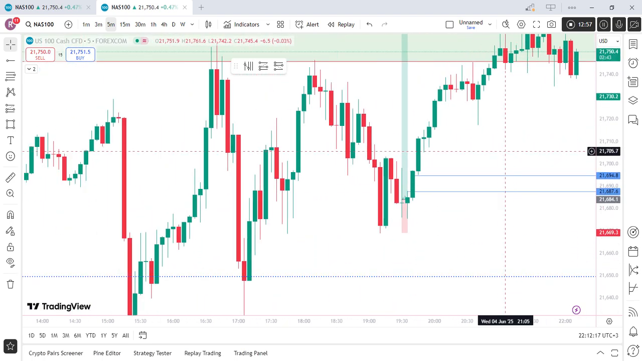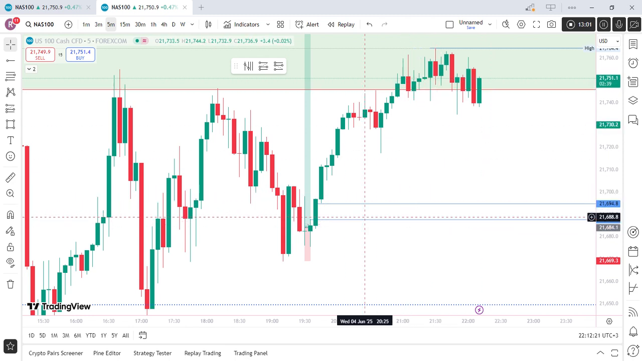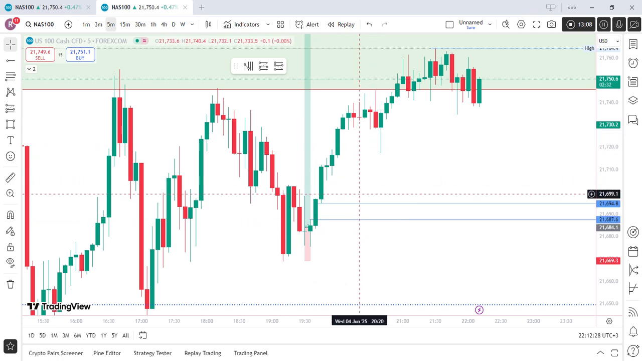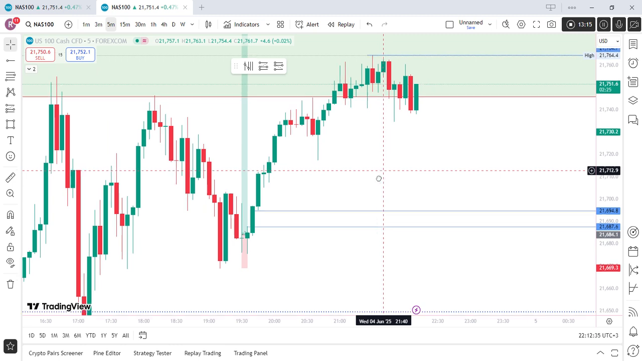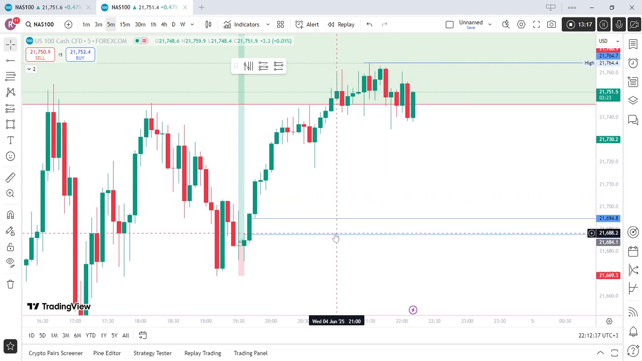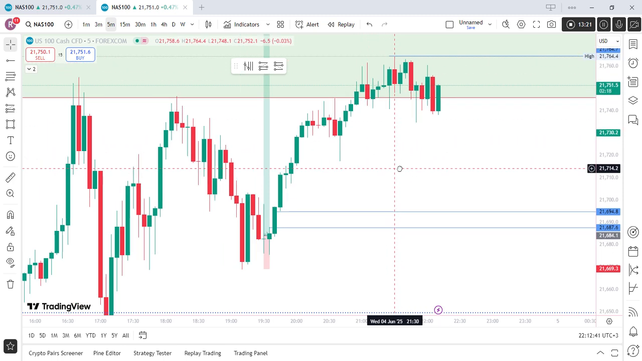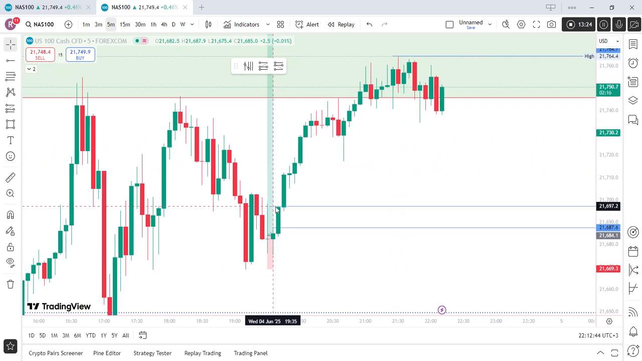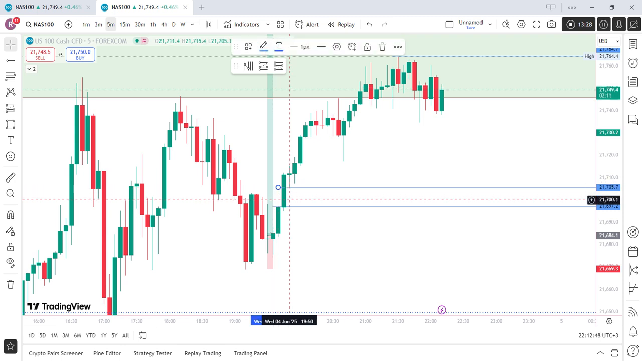So price is likely to drop, come here, fill this gap, because this is a liquidity pool, meaning that there are some orders that were left unfilled here. Price went so fast. Or maybe there's some limit orders that people have already put here. So it will have to come down here, tap them in, and then go to deliver. And we have a lot of fair value gaps here. For example, there's another one there. See, that's another fair value gap.